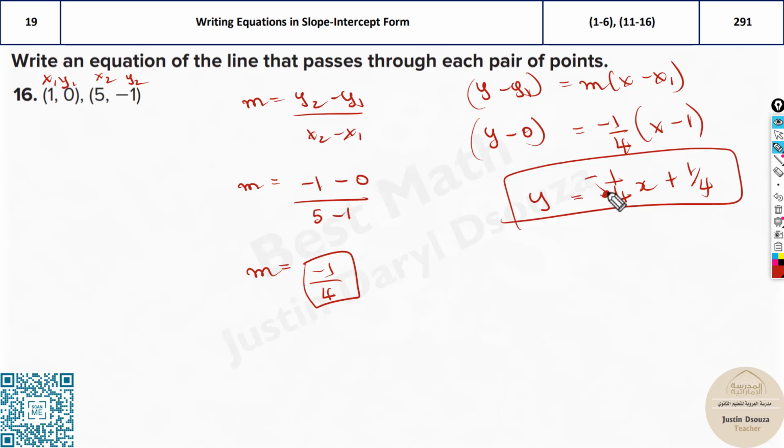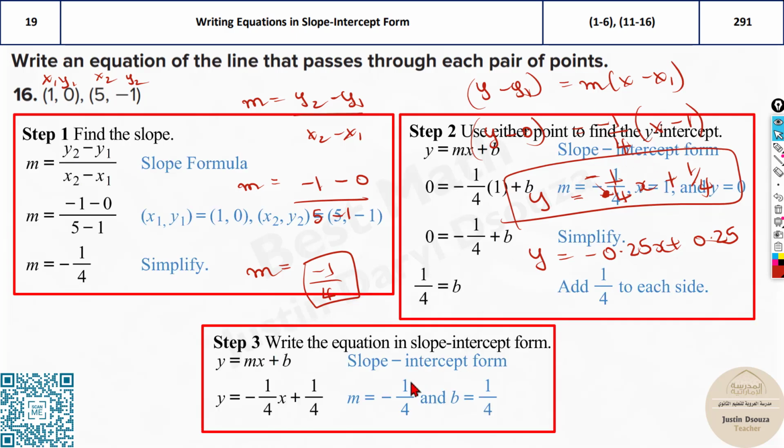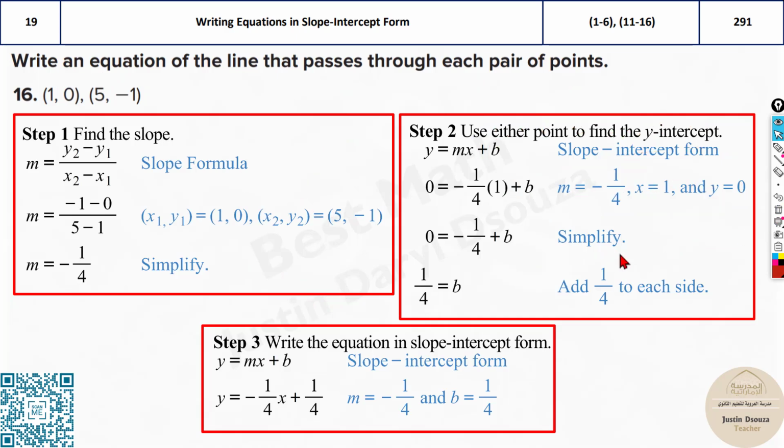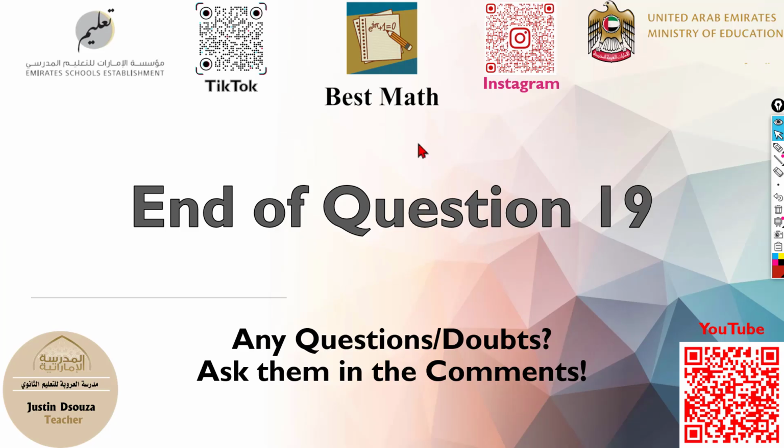You can also write this negative 1/4, right? It can be written as y is equal to minus 0.25x plus 0.25. Over here x is there. That's also absolutely fine. Fractions or decimals, anything, you'll be awarded the same marks because both are the same. You can see here the answer is negative 1/4 x plus 1/4. That's it. This is how we can simply and easily solve the equation problems, writing the equation using points. That's the end of question 19.